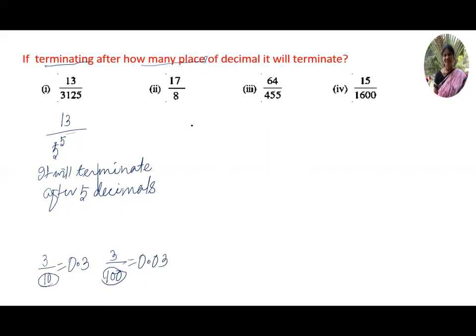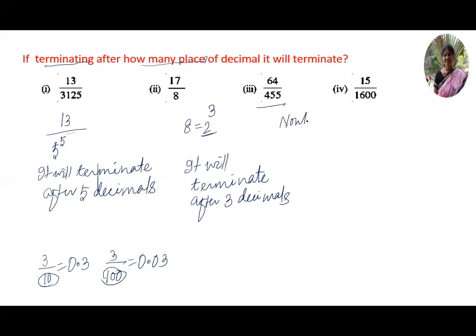Now coming to second part, 8 is equal to 2 raised to the 3. So it will be made into 3 tens. 3 tens means it will terminate after 3 decimal places. And this is non-terminating. We have done it, so I am not calculating.